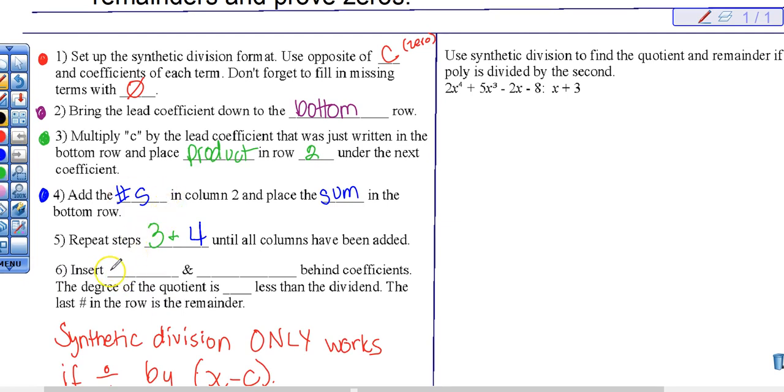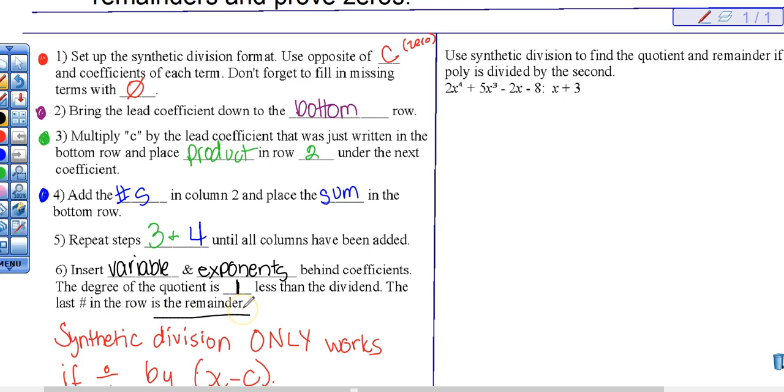So at the end, after we've done all this synthetic division, we're going to insert the variable, the x, and the exponents behind the coefficients. The degree of the quotient, or the degree of the answer, is 1 less than the degree of the dividend, which is the number we're dividing into. The last number in the row is the remainder.